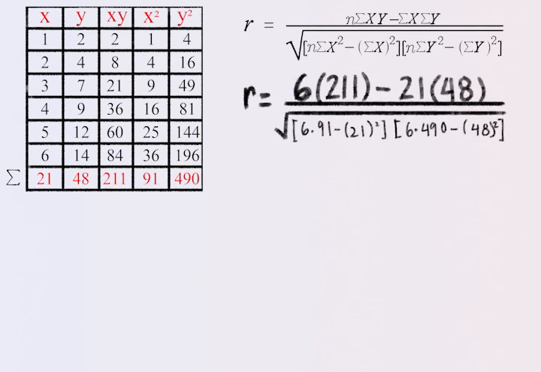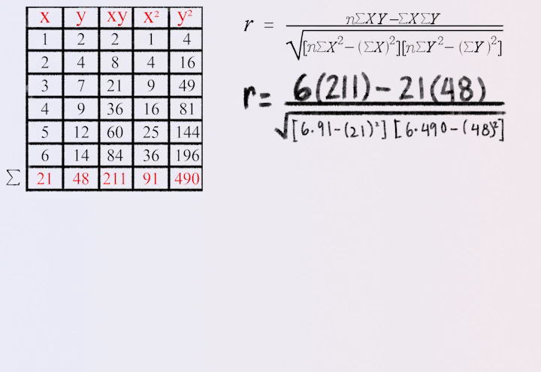N is the number of respondents there are. 6 rows, so we put in 6. We multiply this by the sum of the products of x and y. The product we get is then subtracted from the product of the sum of x and the sum of y. Once you have that calculated, we move to the denominator.